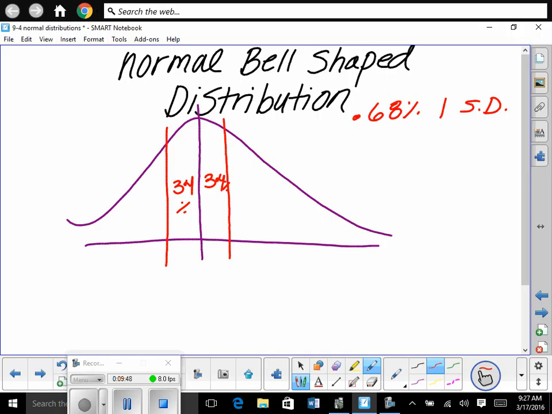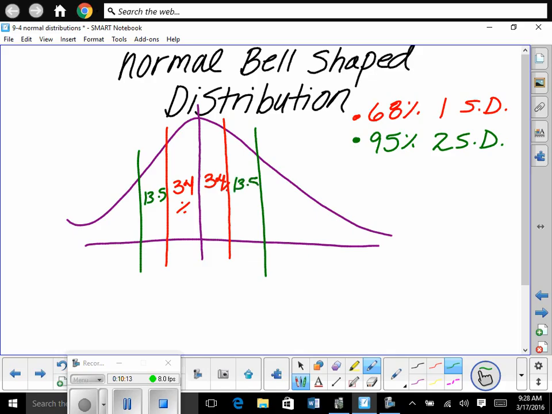Comfortable with that? Then I say to myself, okay, I know statistically 95% fall within 2 standard deviations from the mean. So I've already taken up 68%. So I do 95 minus 68. That's 27. It's going to be split evenly, so divided by 2. That's 13.5. So right here, 13.5% will fall from 1 to 2 standard deviations below, and 13.5% will fall within 1 to 2 standard deviations above.